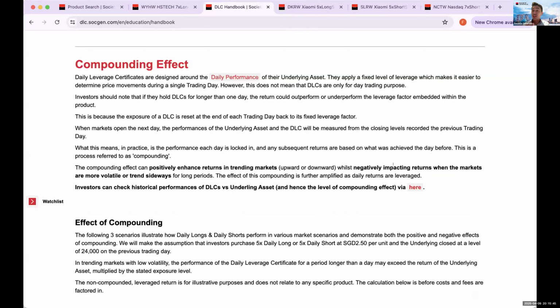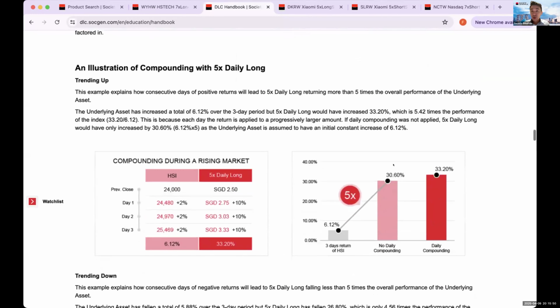Right, the compounding effect feature can work for you in a nice trending market, but it can work against you in a sideways or volatile market. So in this example over here, the Hang Seng index was up by 2% for 3 consecutive days, giving a cumulative gain of 6%. Every day, my 5 times long DLC will gain 10% because the underlying is up by 2%, every day 10%. But cumulatively, it gains 33%. All right, more than the 5 times performance of the Hang Seng index of 6%, times 5 is 30%, but the DLC gave 33%. That's because of the compounded gains. Every day, my gains and losses are locked in. So the 10% gain on day 2 and day 3 are based off a higher base, and a higher base, and a higher base, to give you that compounded gain.